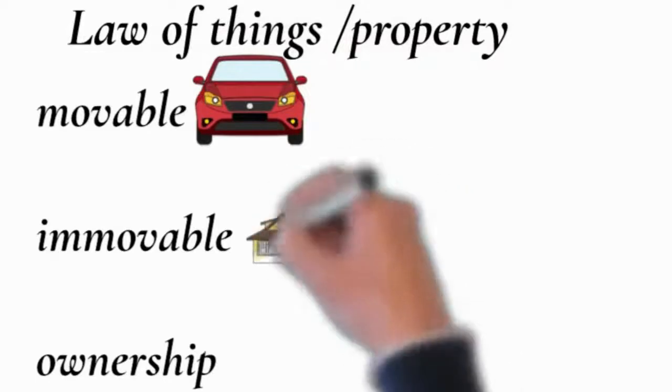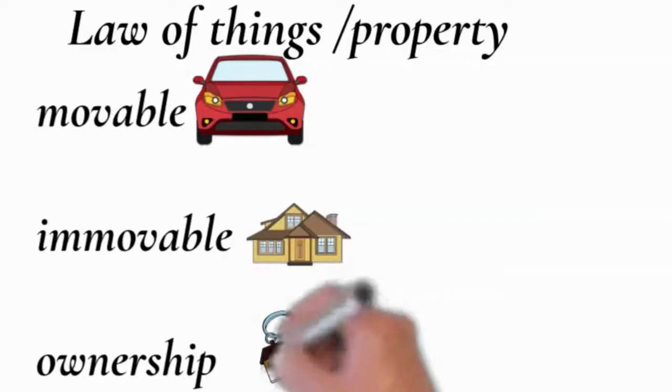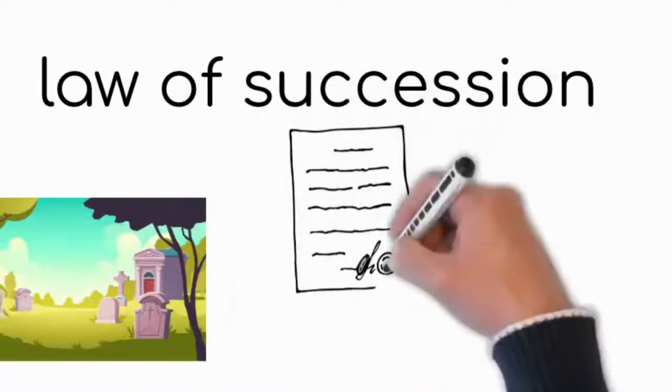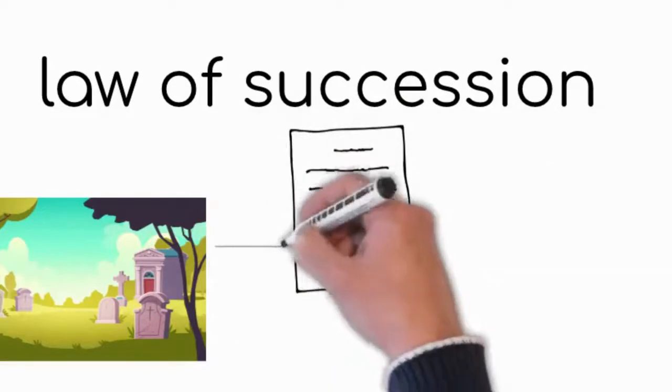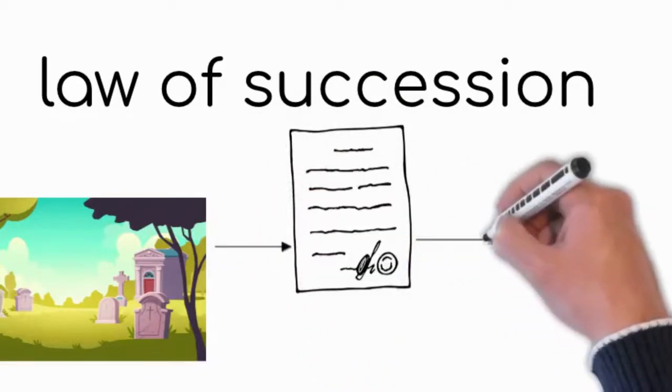Ownership is the state or fact of legal possession and control over property, which may be any asset. Law of succession deals with the rules related to the devolution of an estate after a person dies. It is involved with who inherits the property of the deceased if the deceased left a valid will.